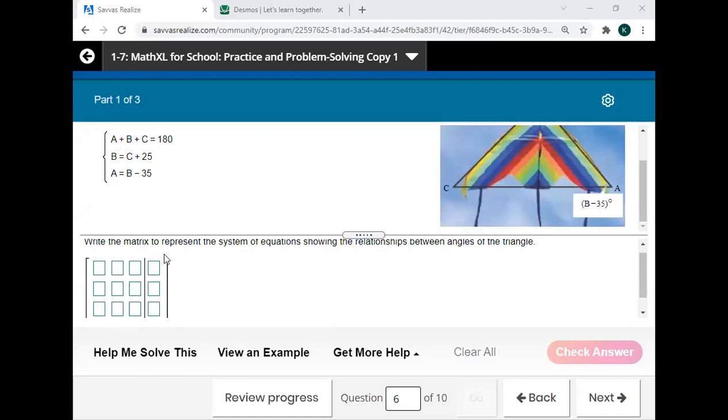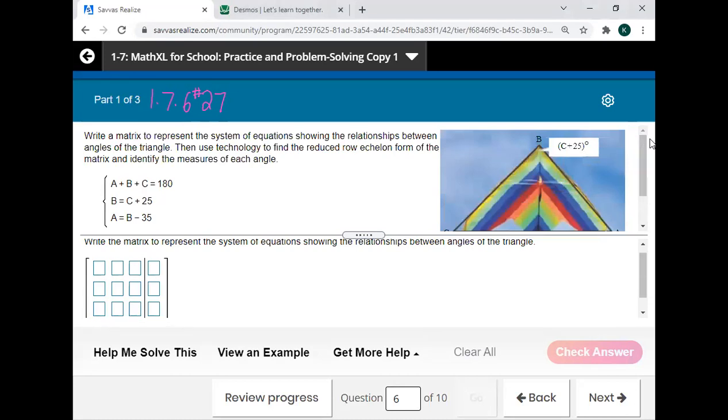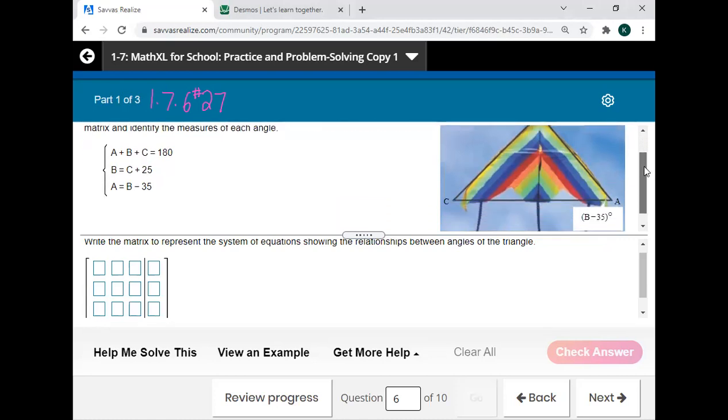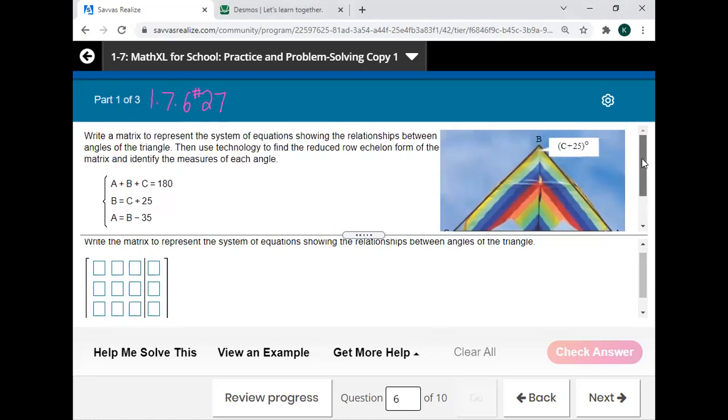Working on section 1.7 here, problem 6. That would be 1.7, number 6, which is number 27. It's not Mr. Guyman this time, it's Mr. Julius here. We want to write a matrix to represent this system here, talking about the vertices on this picture, this kite.